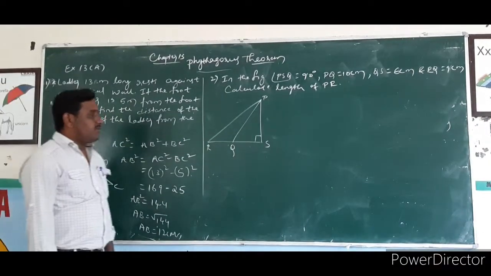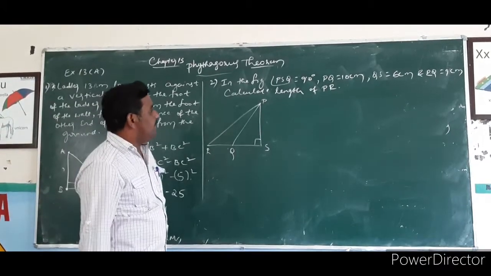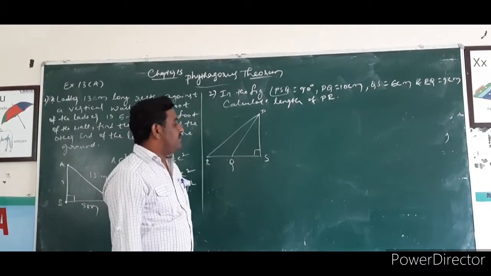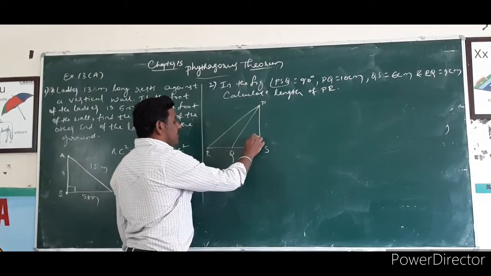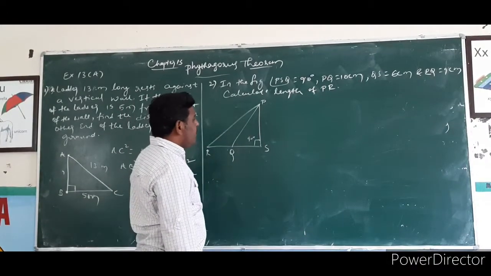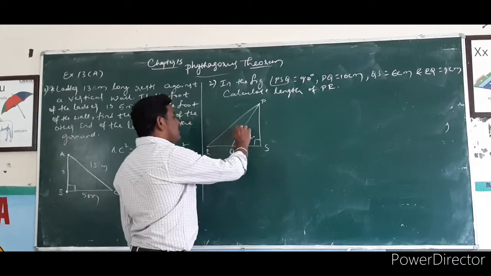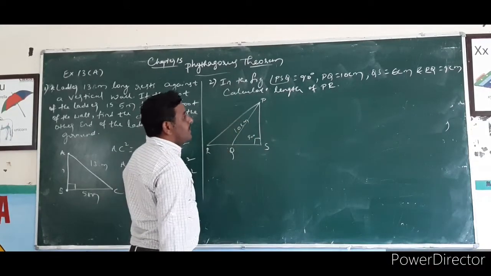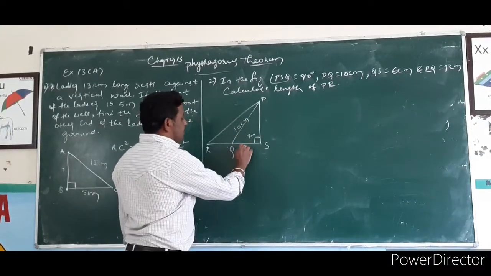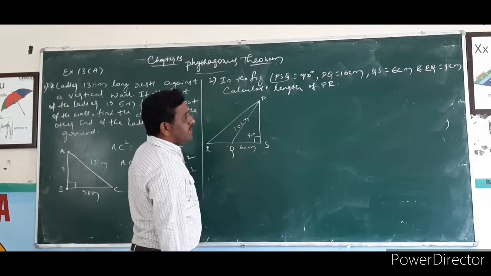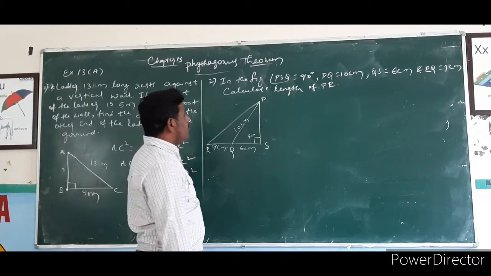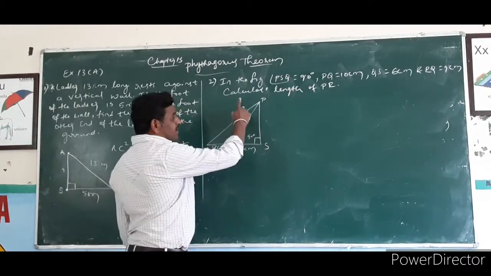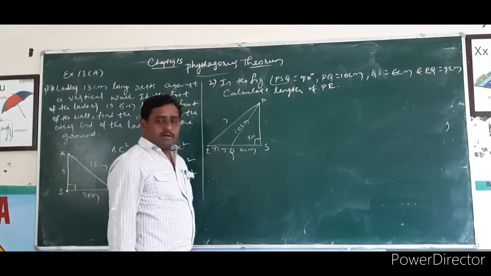So in the next question, in the figure, angle PSQ is equal to 90 degree. PQ is equal to 10 centimeter, they are given. QS is equal to 6 centimeter. Next, RQ is equal to 9 centimeter. What we have to find out in this question? Calculate the length of PR.